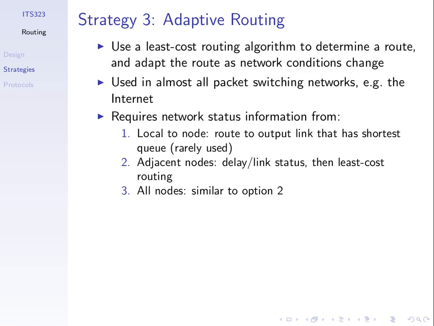So instead of fixed routing, adaptive routing. Same approach. Use a least cost routing algorithm to determine routes, but as the network conditions change, adapt and update those least cost routes. So if something changes in the network, recalculate the least cost paths. And this is what's used in most packet switching networks, at least large ones, and in particular in the internet.